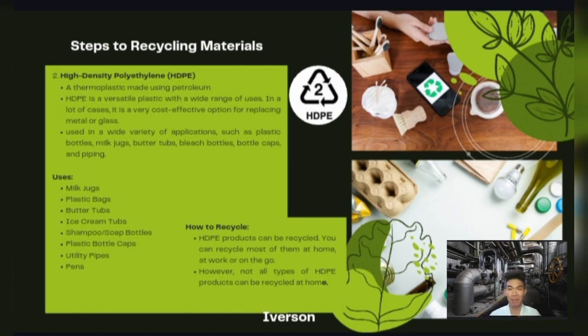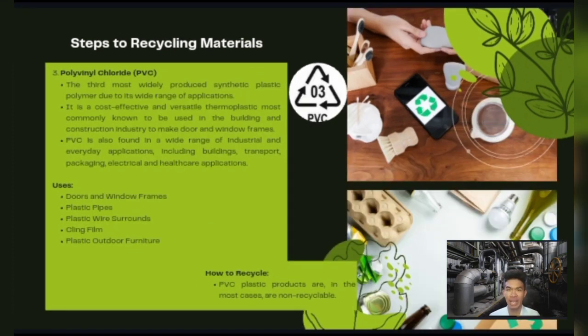Okay. Next is polyvinyl chloride or the PVC, the third most widely produced synthetic plastic polymer due to its wide range of application. It is a cost-effective and versatile thermoplastic most commonly known to be used in the building and construction industry to make door and window frames. PVC is also found in a wide range of industrial and everyday applications, including buildings, transport, packaging, electrical, and healthcare applications. So, PVC uses: doors and window frames, plastic pipes, plastic wire, surrounds, cling film, plastic outdoor furniture.